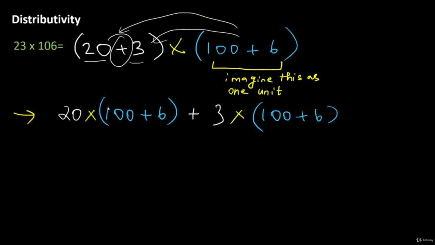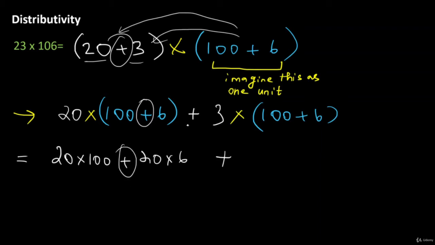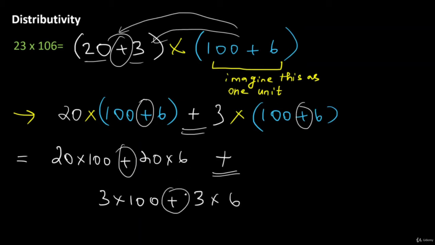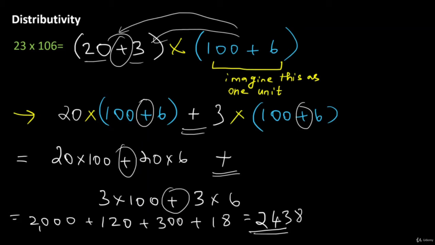Alright, now let's open this bracket. So I get 20 into 100 plus 20 into 6, right? Over here there is a plus, that's why there is a plus over here. Plus, which is this plus, right? 3 into 100 plus 3 into 6. Over here there is a plus, that's why there is a plus over here. Now we get that this is equal to 2000 + 120 + 300 + 18, which is equal to 2438.